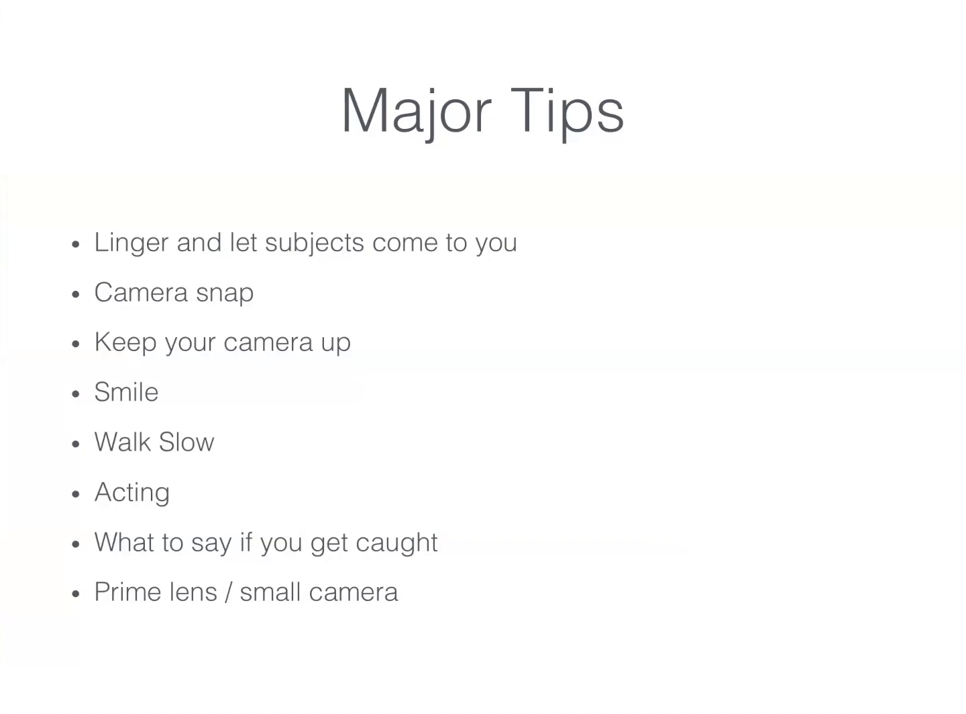The first is to linger and let subjects come to you. I got into this type of photography because I really just like to walk. It's my way of de-stressing in the city. I like to get lost and explore new areas of New York, and because of that, I started taking a camera around with me. But within that, I like to stop frequently and find a place where I think something might be good, and I just let everything happen around me.